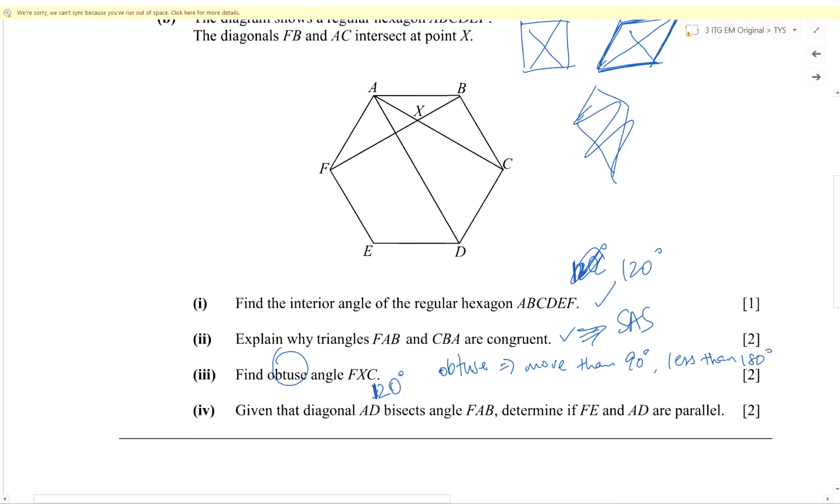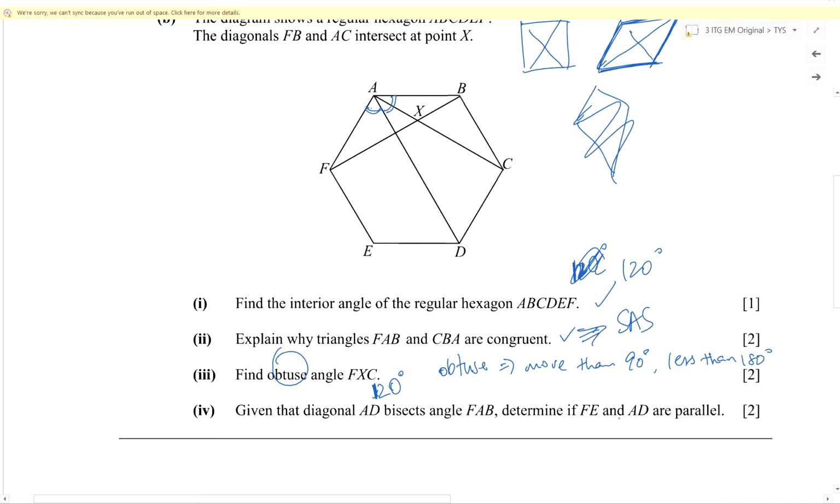AD bisects FAB. The line AD. This is what they are trying to tell you. Did they say that this line bisects this line FB? Did they say that? No, they didn't. Did they say that this will be 90 and this will be 90? They didn't say that. They only told you that the line AD bisects angle FAB. So this is the only piece of information you can extract from that phrase.